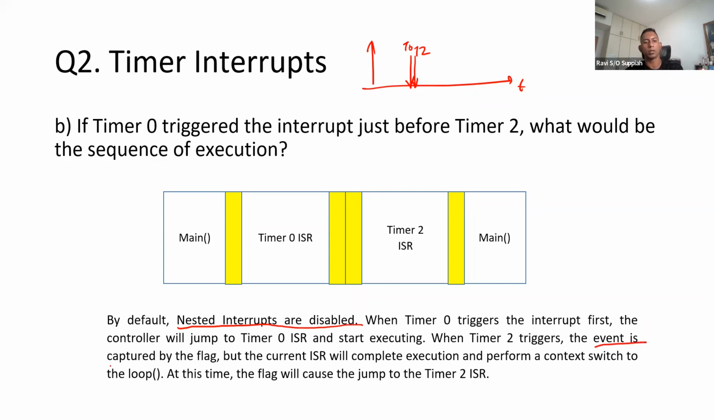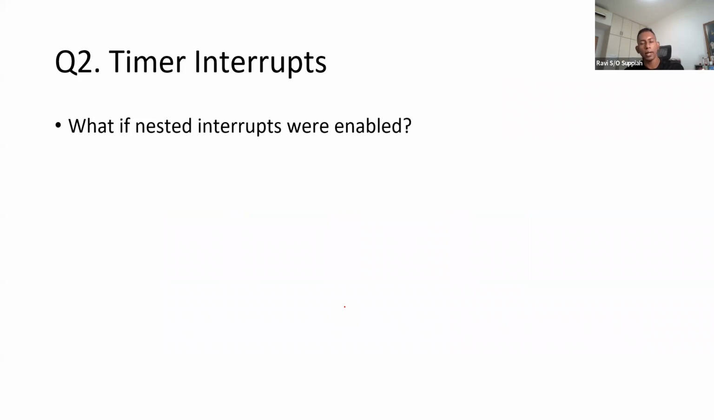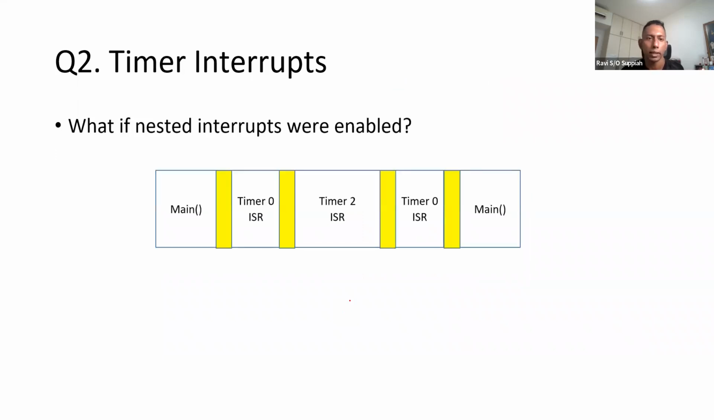That means the microcontroller knows that another interrupt has been triggered. But it will not be able to start the execution until the current ISR finishes. Once the current ISR finishes, then only can you do the context switch and eventually go to the ISR that has already been captured. So that is the default behavior. But you can override the behavior. That means you can manually enable interrupts again in the ISR.